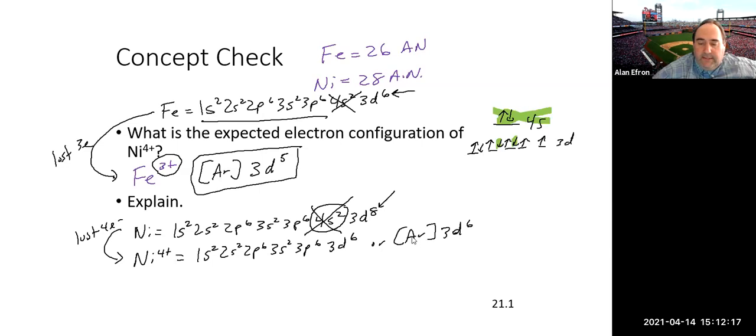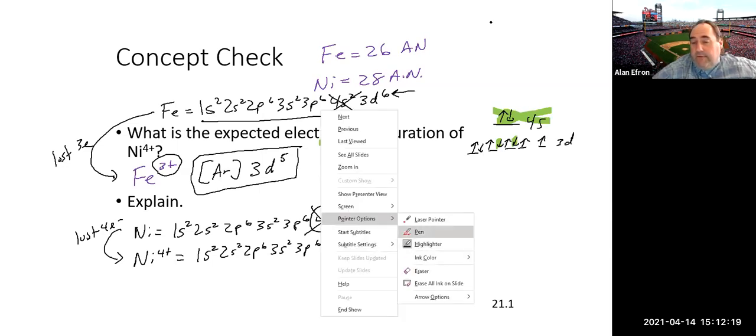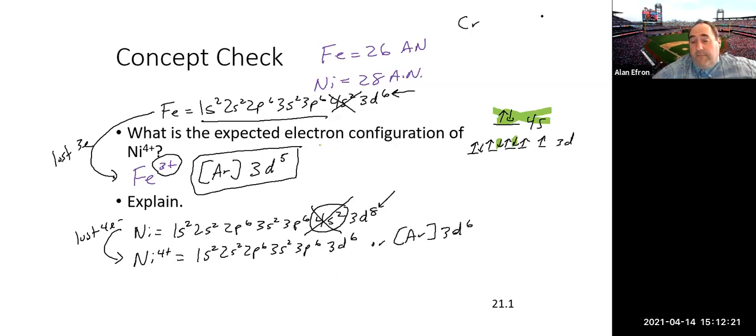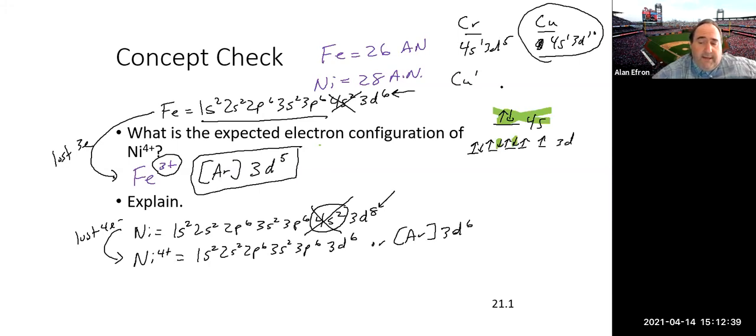So the 2 exceptions in that first row transition metal are really only chromium and copper. These are the only 2 that have that sort of 4s1, 3d5 ending, or 4s1, 3d10 ending. Now, for example, if copper lost an electron and became copper +1, it would lose this guy first, and it would end up as argon 3d10, basically.